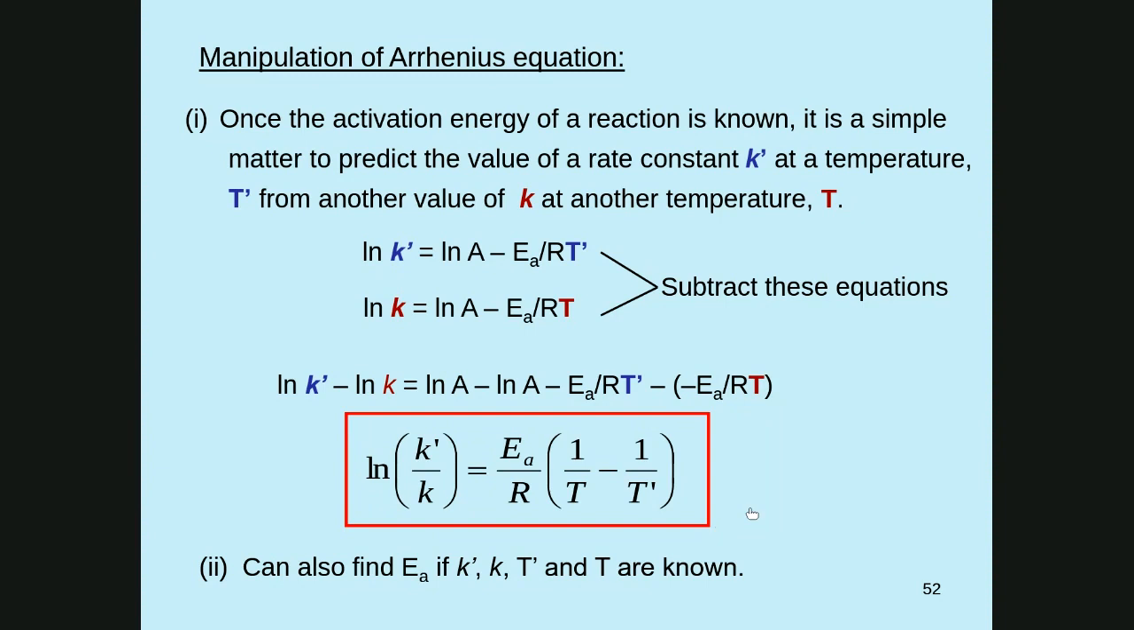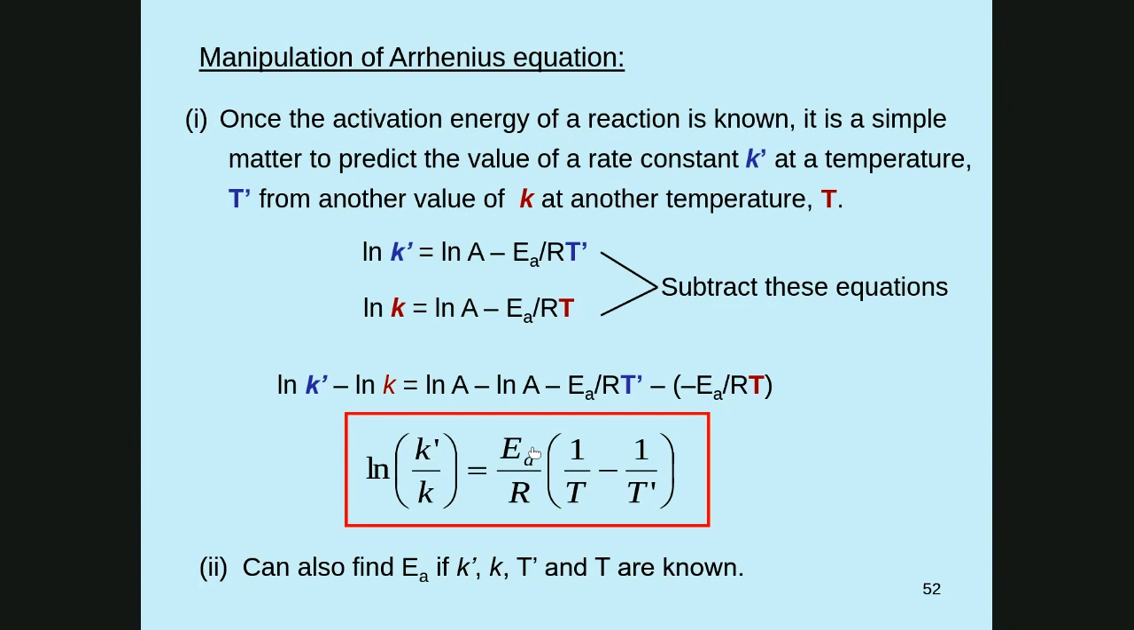This is the recommended procedure. So all you need to do now is to substitute T and T primed, so you evaluate this factor. This one is also known because you know the k primed and the k. So this is a number here. R is the gas constant. Hence, you find EA from that.